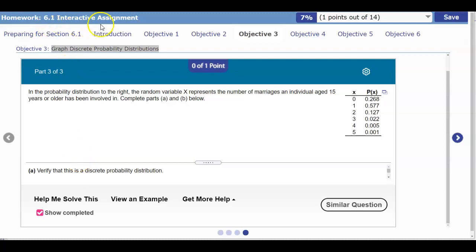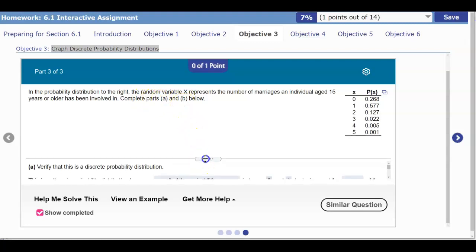Section 6.1 Interactive Assignment Objective 3. In the probability distribution to the right, the random variable x represents the number of marriages an individual aged 15 years or older has been involved in. We're going to complete parts A and B.